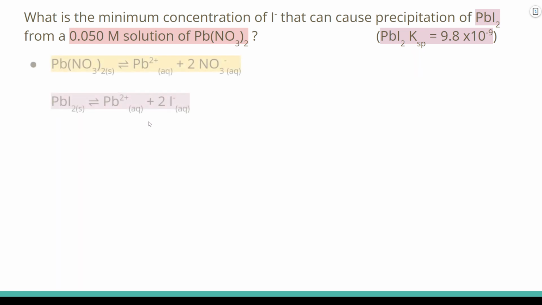Honestly, the first thing I do is write the equations for both of these. So we have the dissolving of the lead(II) nitrate, and then the lead(II) iodide, and that's just that. Then I wrote down what I have. I have 0.05 molar of the solution, so that's why I wrote it down here. For the lead 2, I have 0.05, and for the nitrate, I have 0.10, because remember, it has a 2 in the front, so I have double the amount of moles of NO3 minus ions.